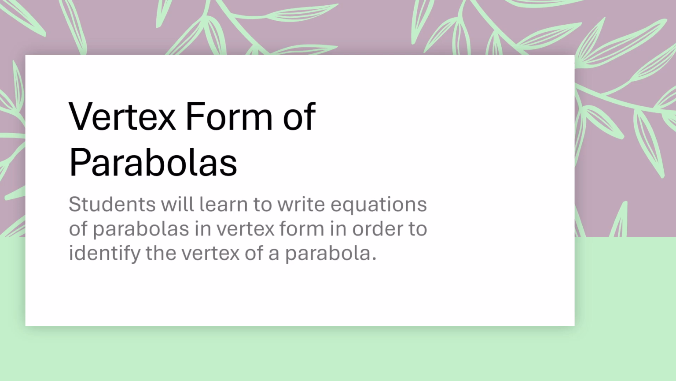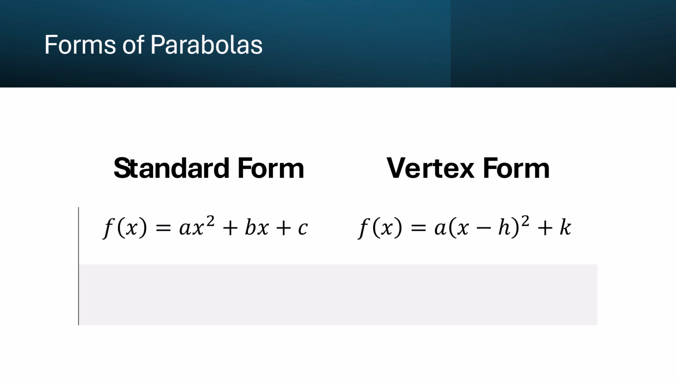In today's lesson, we're going to be using vertex form of parabolas in order to identify the vertex of the parabola. Now we're going to use completing the square, which we did last class, in order to help us rewrite an equation from standard form into vertex form. So to review, standard form is in the form ax squared plus bx plus c, where c tells us the y-intercept.